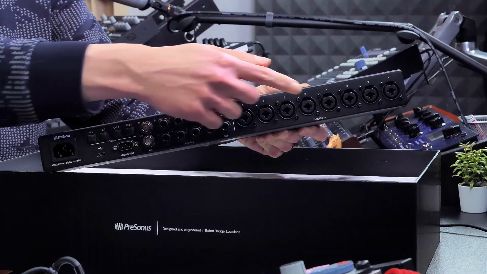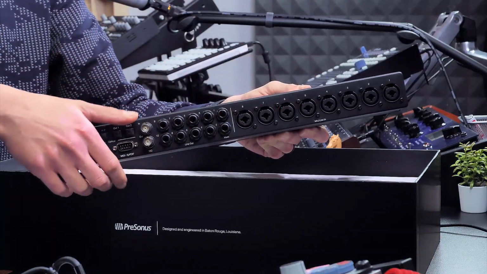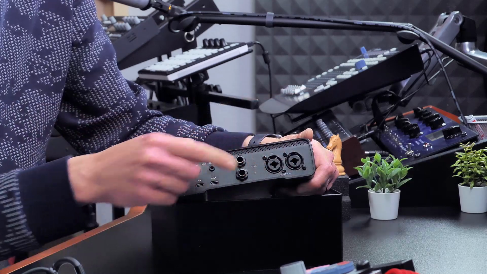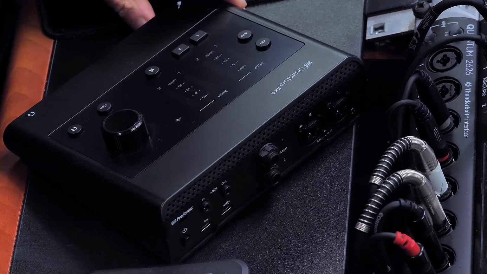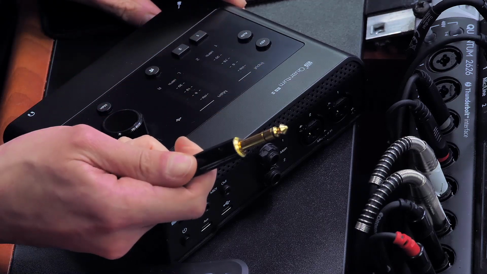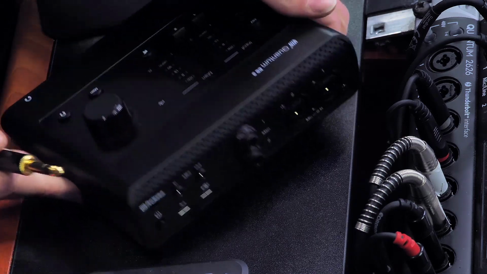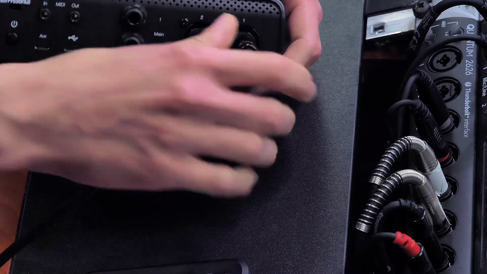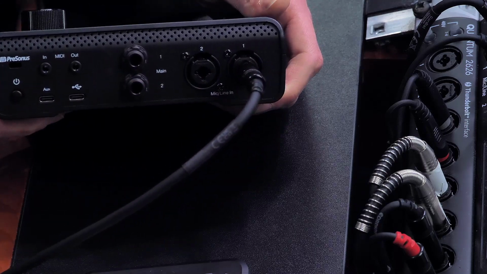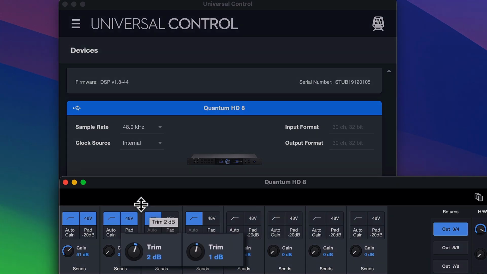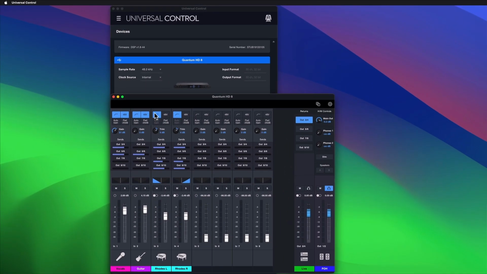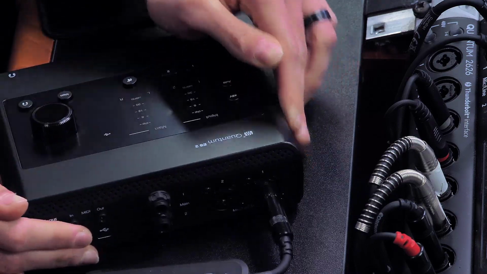Another question about the Quantum ES and HD interfaces that we've seen a lot is whether or not you can bypass the preamps on the Quantums for those who use external signal processing. And the short answer is absolutely yes. All you need to do is just take a 1/4-inch jack cable like this one here and plug that directly into the input on the Quantum. And now you're effectively bypassing the preamp on that particular input channel. The incoming level can then be trimmed with the Universal Control software or use the encoder directly on the unit.